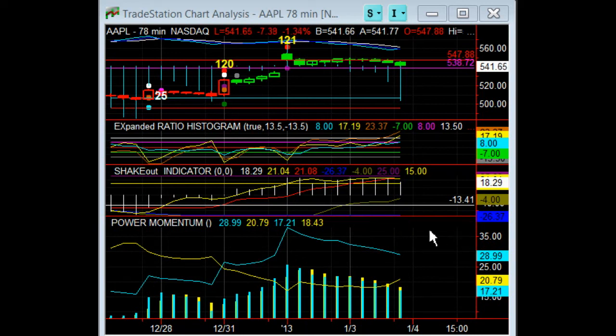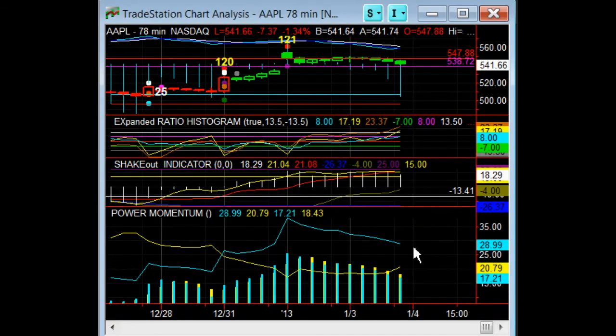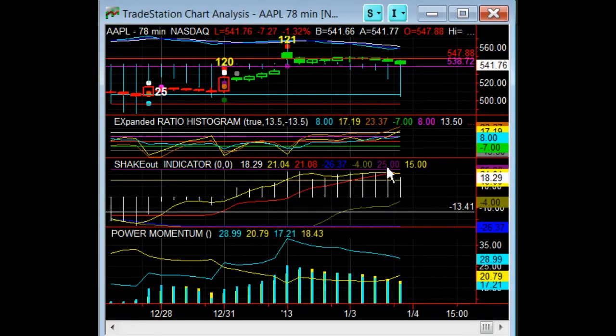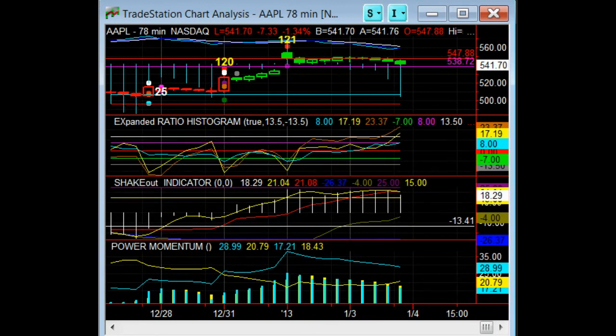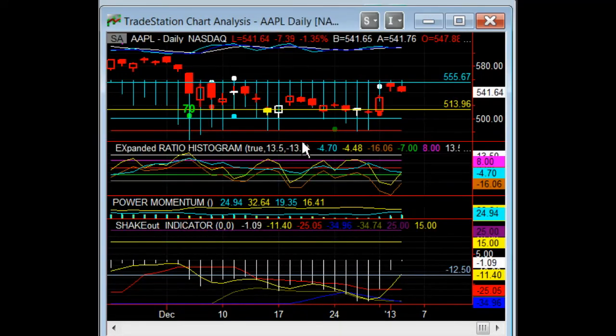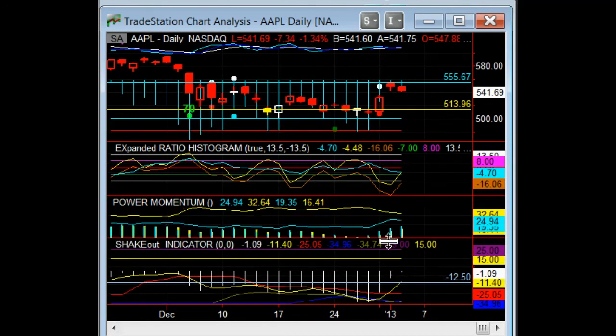I want to see a dot fractal before I'm a buyer on that 78-minute for Apple, because I know from a daily standpoint we're just a fraction overbought, reaching the danger zone right there. Looks good from a daily standpoint, but I'm a cheapskate. I like to get the best deal possible, so that's just the way it is.